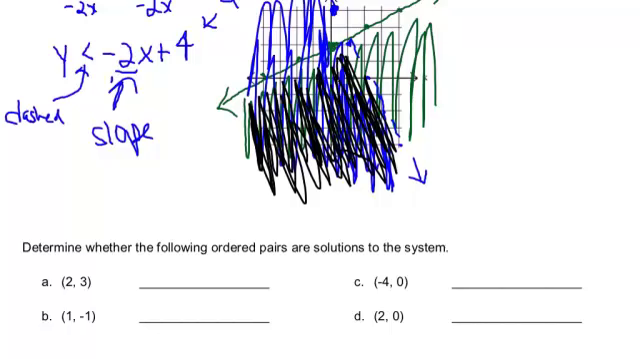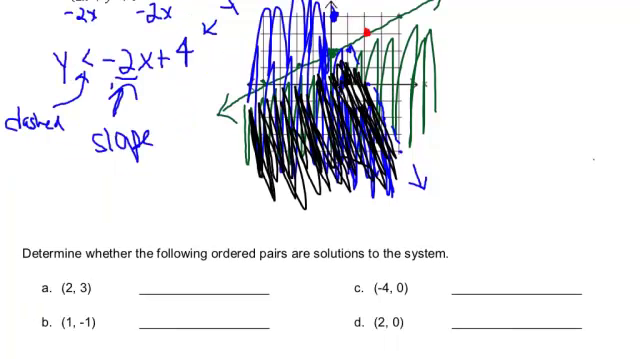So the first point is 2, 3, that red dot right there. Notice it is not in the shaded area, so it is not a solution. Our next point is 1, -1. So if we go to the left one and down one, notice it is in the shaded region, so it is a solution. The next point is -4, 0. So we're going to go to the left 4, the purple point right here.